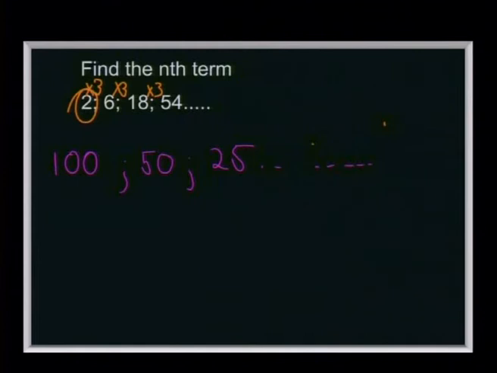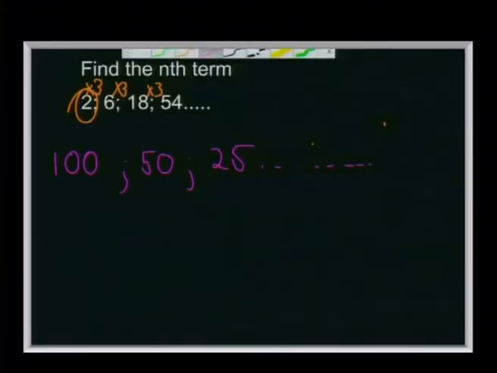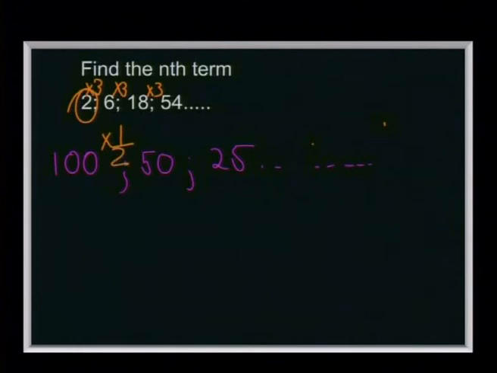Now, guys, you're probably jumping up and down and telling me, but that's easy. All you're doing is dividing by 2. Yes, that's right. I am dividing by 2. But you can't say divide by 2 as your common ratio. You've got to tell me what you are multiplying with. So if you want to get from 100 to 50, you will multiply by a half, and multiply by a half again. So your common ratio in this case is a half.